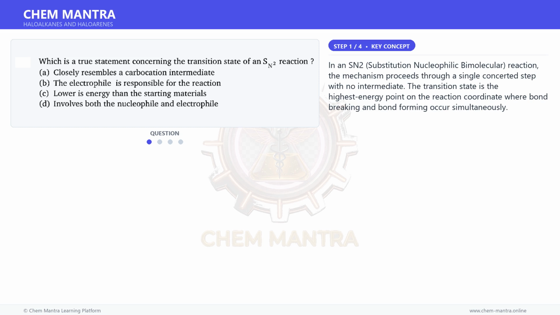In an SN2, substitution nucleophilic bimolecular reaction, the mechanism proceeds through a single concerted step with no intermediate. The transition state is the highest energy point on the reaction coordinate where bond breaking and bond forming occur simultaneously.